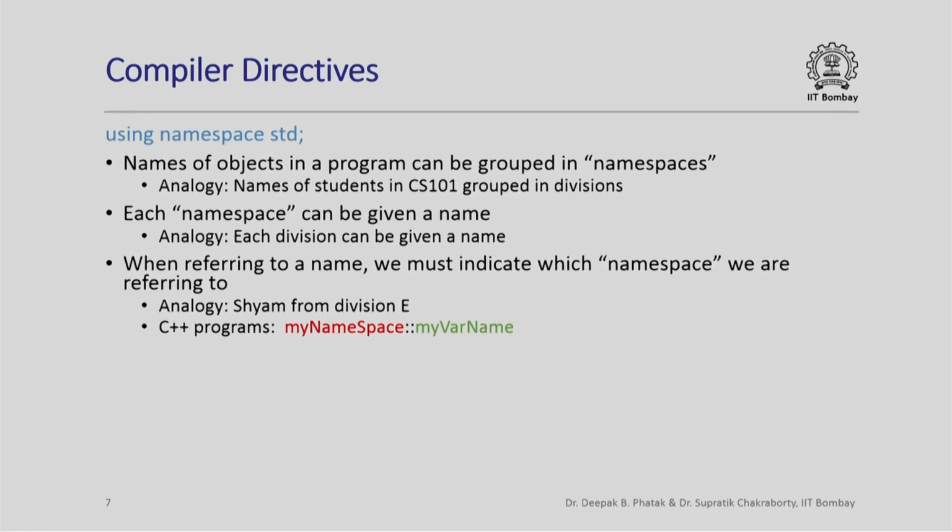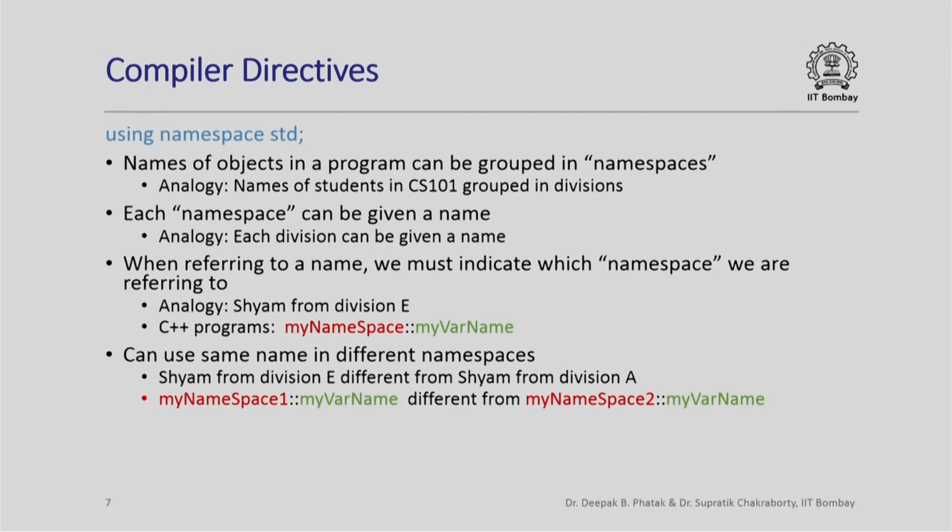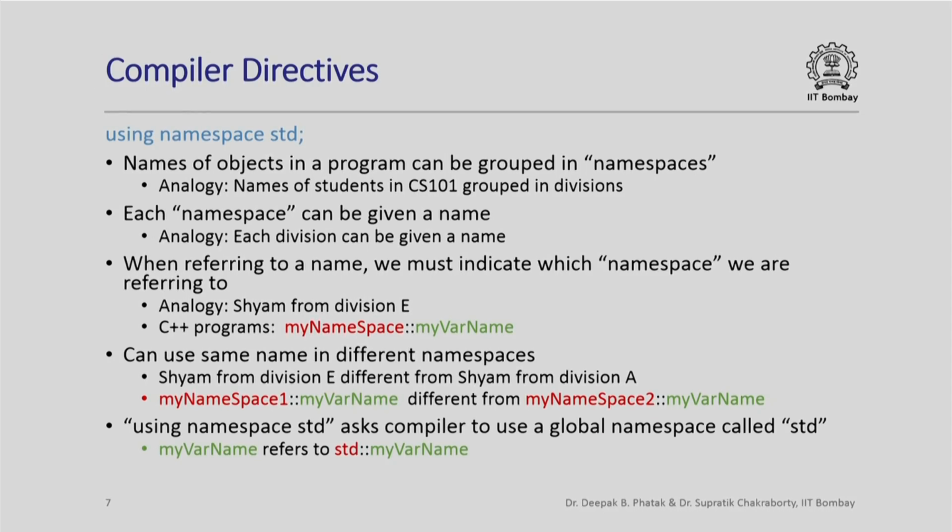So in a C++ program, we could say the variable my_var_name in the namespace my_namespace. And we can actually use the same name in different namespaces, because as long as we can distinguish which namespace the name is coming from, we know that these are different entities. So for example, Sham from division E would be different from Sham from division A. So similarly, my_var_name from my_namespace_1 would be different from my_var_name from my_namespace_2.